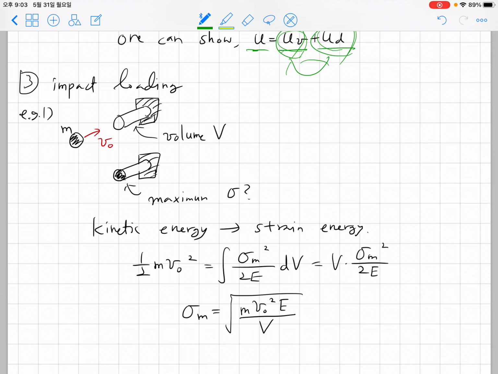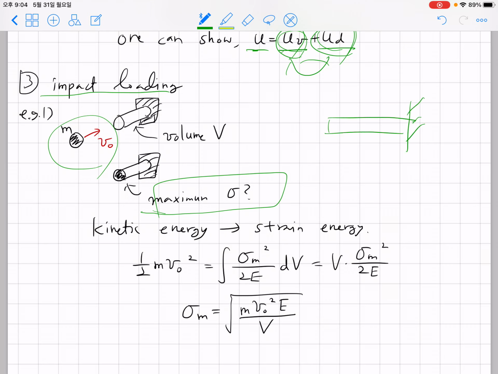It's the third topic of today. Let's consider the impact loading problem. In this impact loading problem, we are given a projectile with mass m and initial velocity v0, and we are asked to obtain the maximum stress sigma. Of course, we don't consider 100% of the dynamic effect.